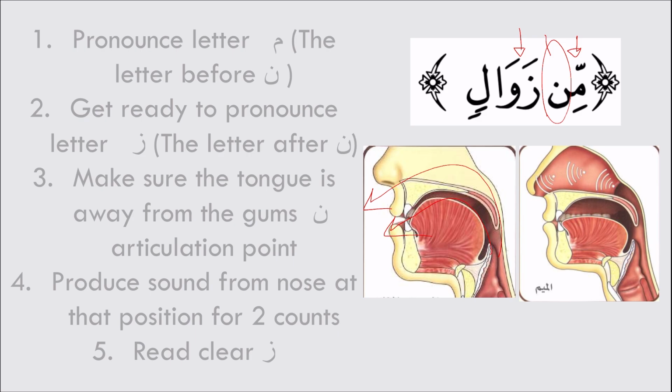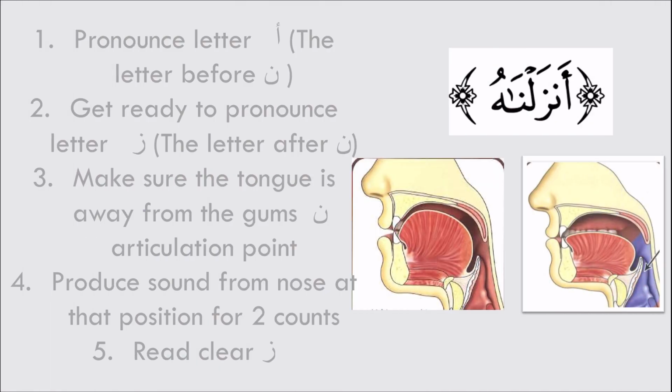Min zawal. After finishing the sound for 2 counts of Ikhfaa, go to the clear Zaa after this. Min zawal. The third example that we have, if we have Ikhfaa in the same word, let's determine the 3 elements that we mentioned: the letter before noon, the letter after noon, and the noon itself. So in this example, we have Hamza and Zaa. What we're going to do is make the shift between the 2 letters, like a, z, okay? Then hold the tip of the tongue away from the noon articulation point.